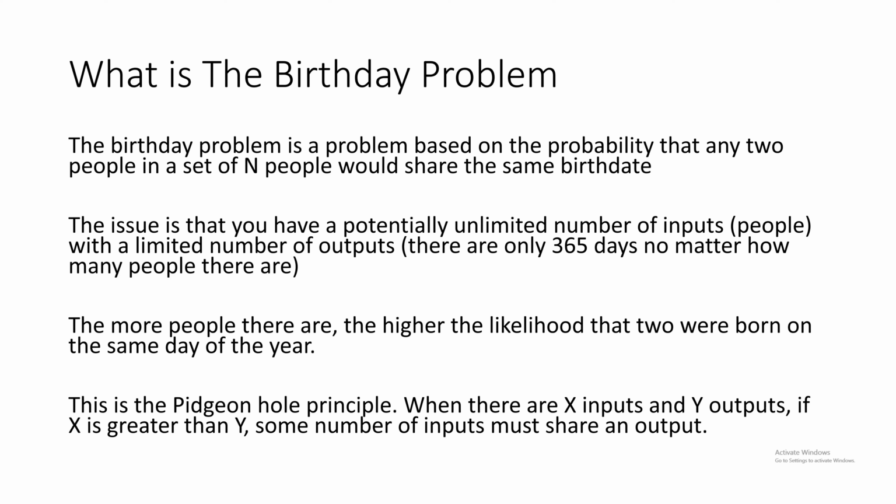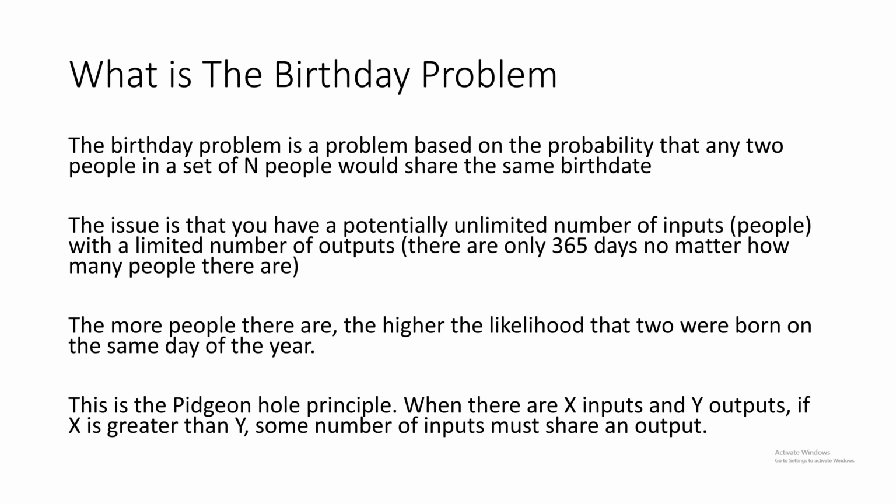The issue is that you have a potentially unlimited number of inputs, people, with a limited number of outputs. There are only 365 days. Even if there's 700 people, 1,000 people, 1,000,000,000 people, the number of days doesn't change. The more people there are, the higher the likelihood that two are born on the same day of the year. When there's two people, it is not very likely they have the same birth date, and then as you go up, it gets increasingly likely very quickly.